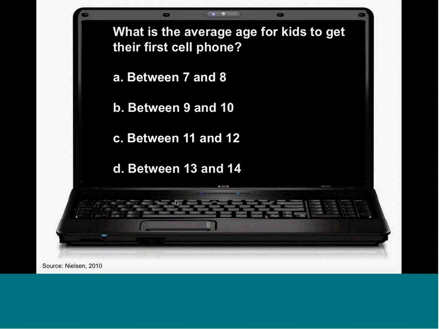And then, what's the average age for a kid to get their first cell phone? Take a guess. The answer is between 9 and 10. And again, that was a couple years ago, so it may have aged down at this point. But basically the point is that we are handing over powerful tools to kids really with no roadmap of how to use them responsibly and respectfully, and that's what we'll be covering today.